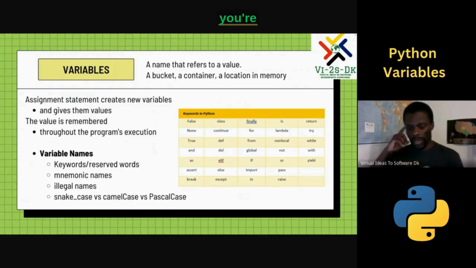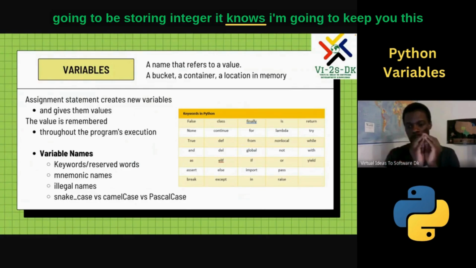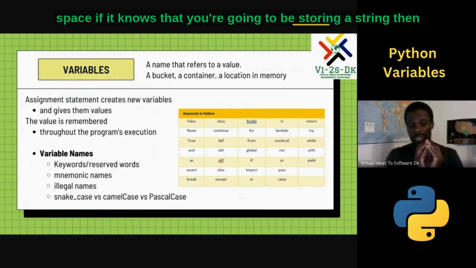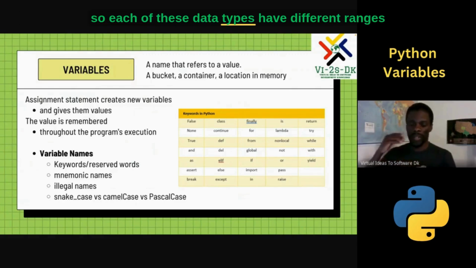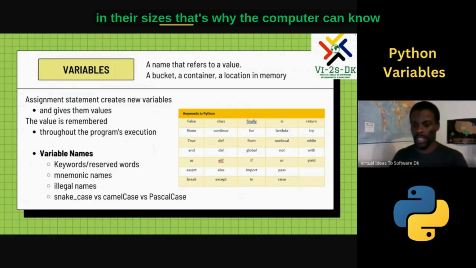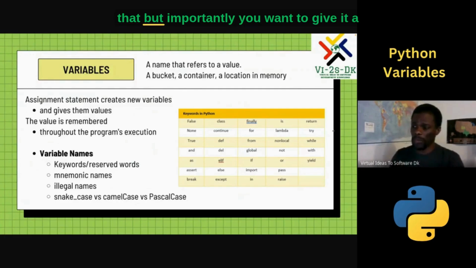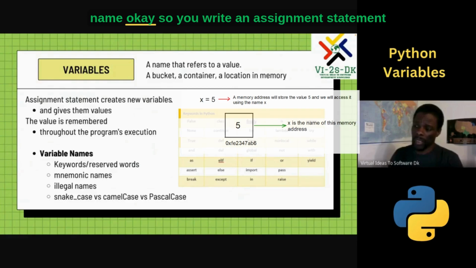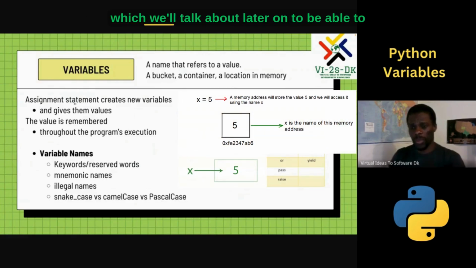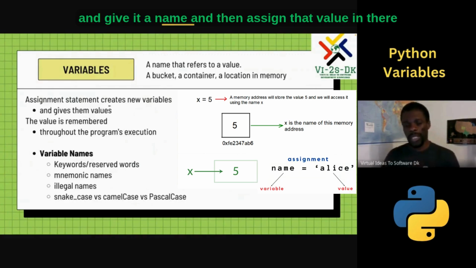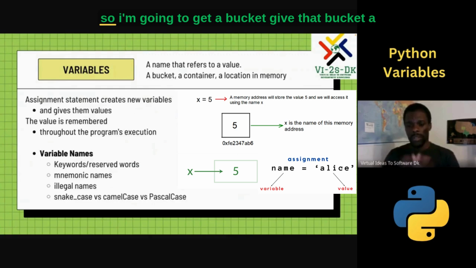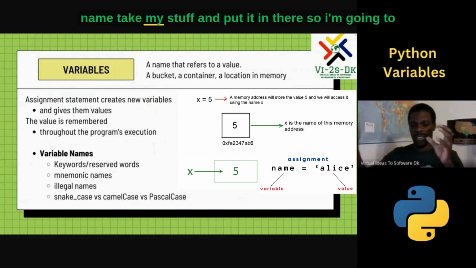If the computer knows that you're going to be storing an integer, it knows to keep you this space. If it knows that you're going to be storing a string, then it looks for a bigger space in memory that's going to be reserved for that. Each of these data types has different ranges in their sizes, and that's how the computer knows. But importantly, you want to give it a name. So you write an assignment statement, which we'll talk about later on, to create a new variable, give it a name, and assign that value in there. So I get a bucket, give that bucket a name, take my stuff and put it in there.